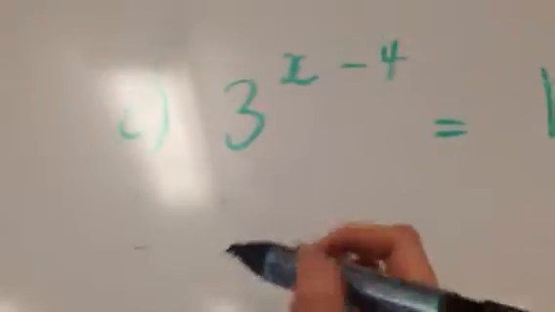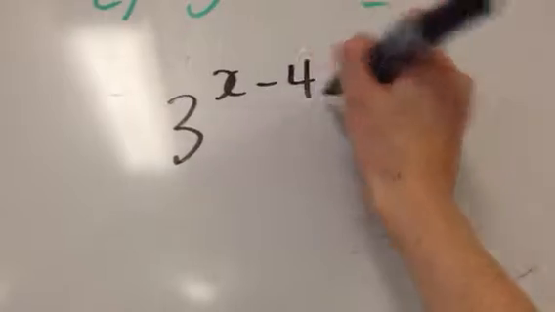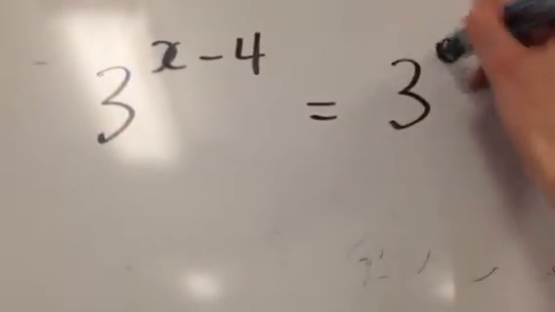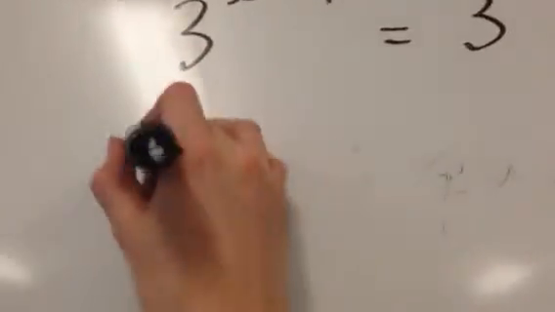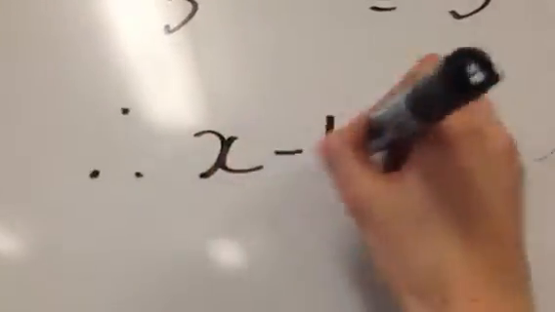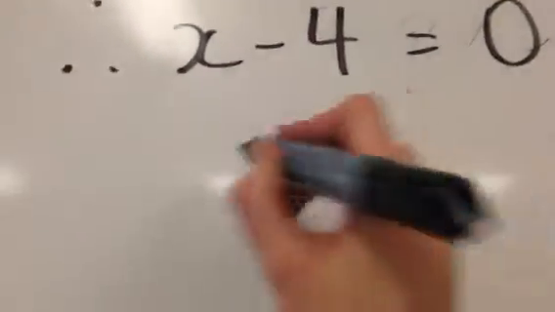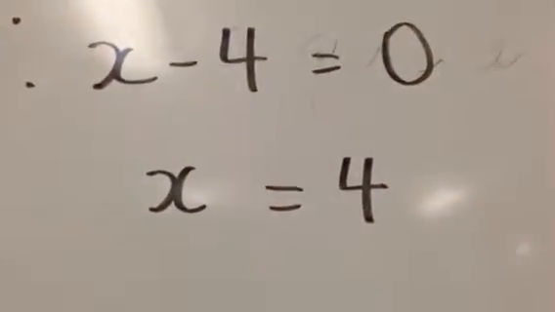So in this case, I'm actually going to have 3 to the x minus 4 is equal to 3, so that I've got the same base, to the power of 0. And now that the bases are the same, I can equate the indices, so therefore x minus 4 is actually equal to 0. And this is now where I solve. So that x actually equals 4.